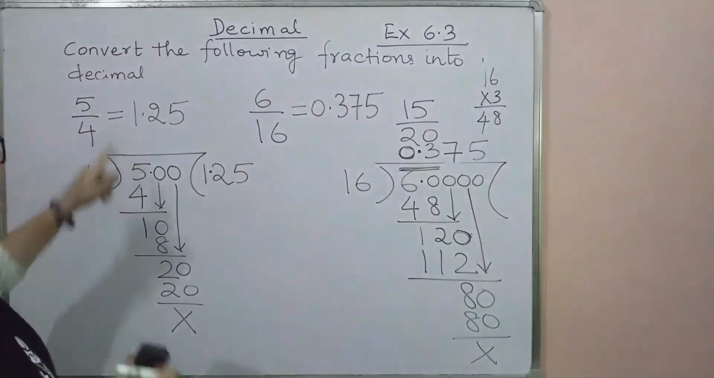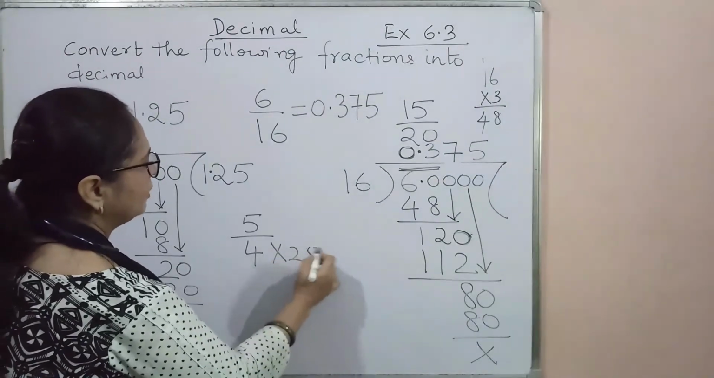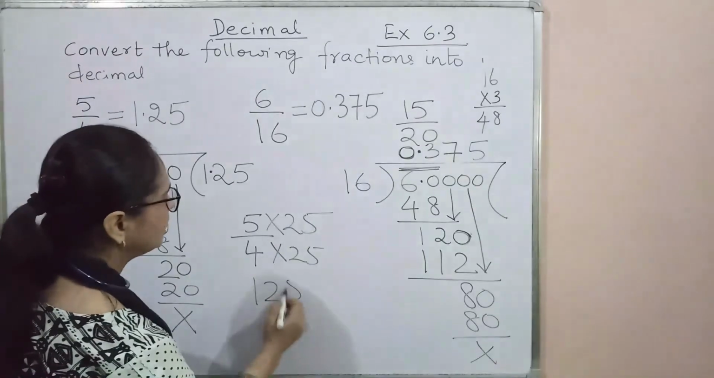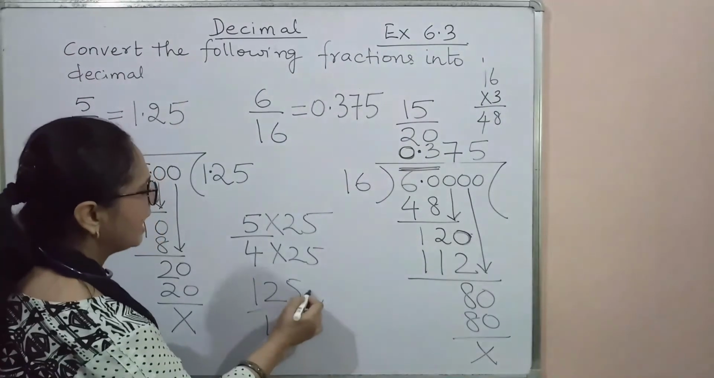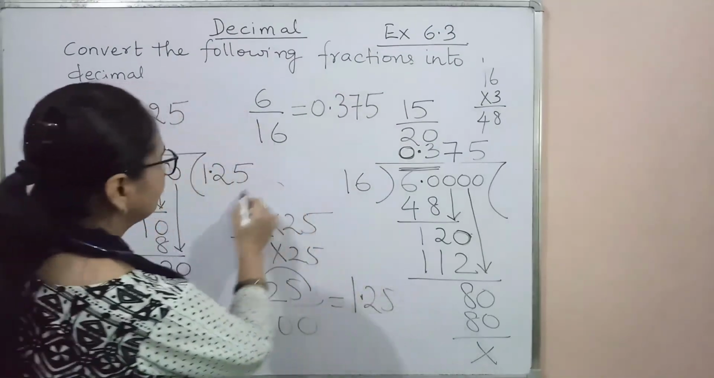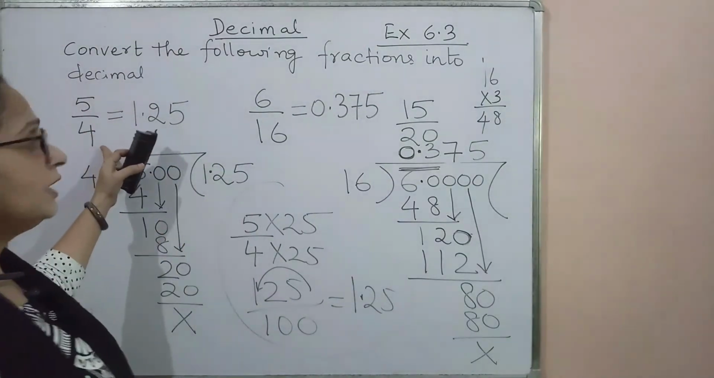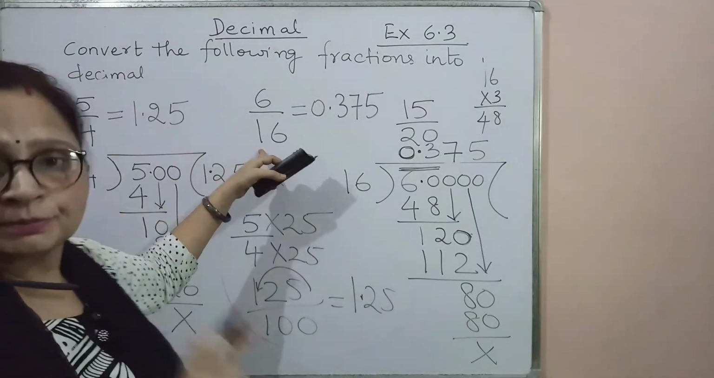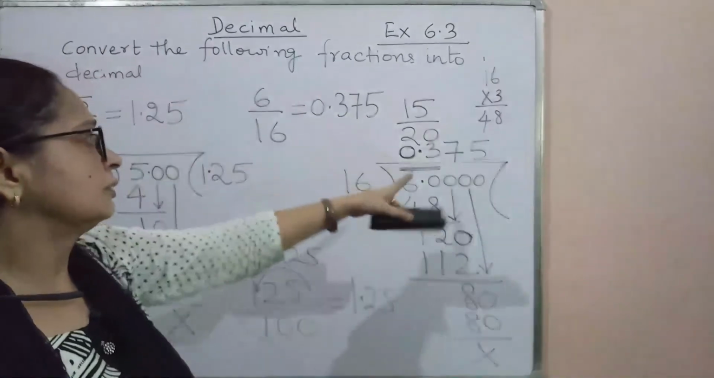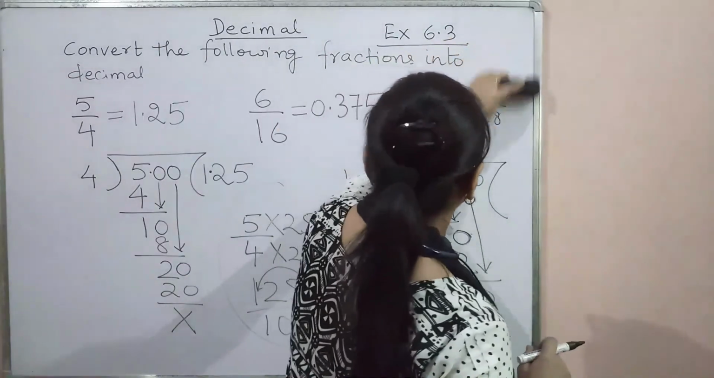Here we cannot do the first method. Here we could have done the first method. You can see 5 by 4. If you multiply by 25, this will also be multiplied by 25. You would have got 125 divided by 100, and you can see the difference. The answer is 1.25. So this is one method and this was another method. So here it was possible, but here it is not possible because we will not be able to convert 16 into a number like 100,000. Now let's do the last one and wind up.